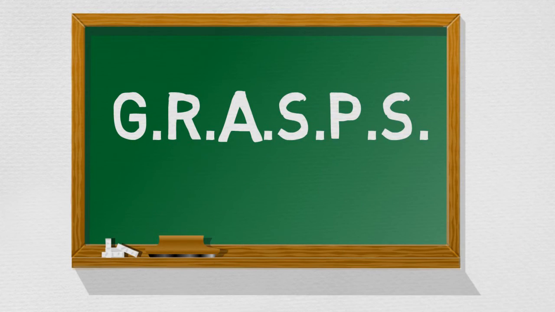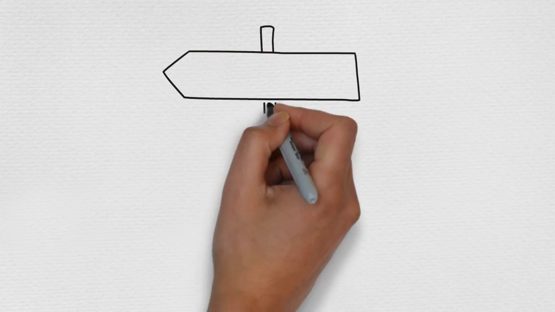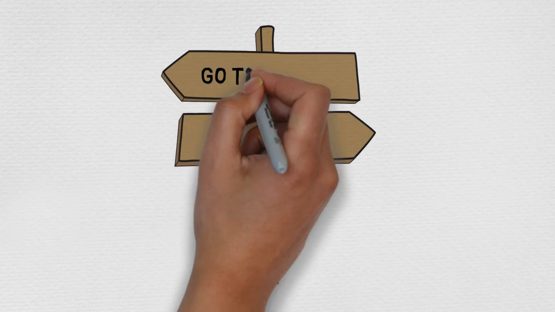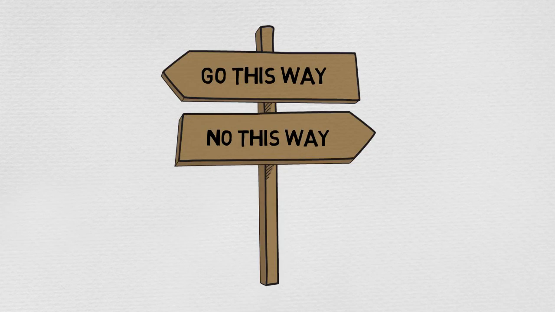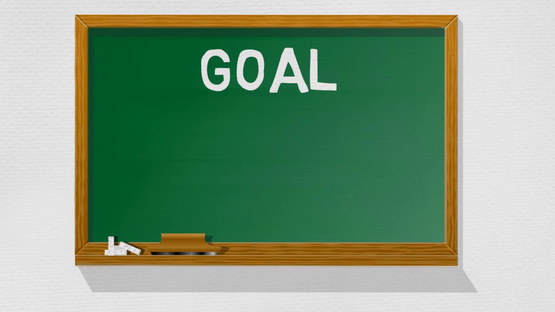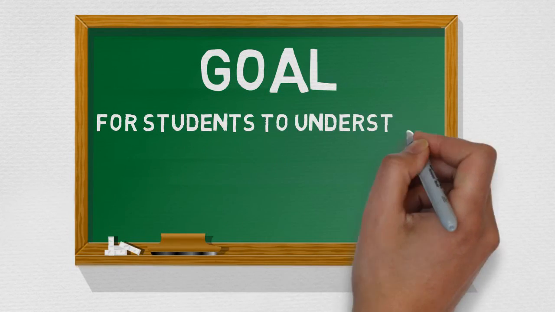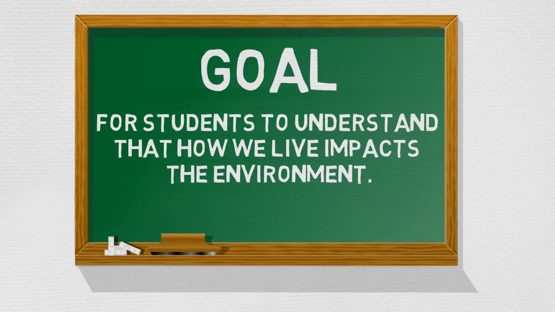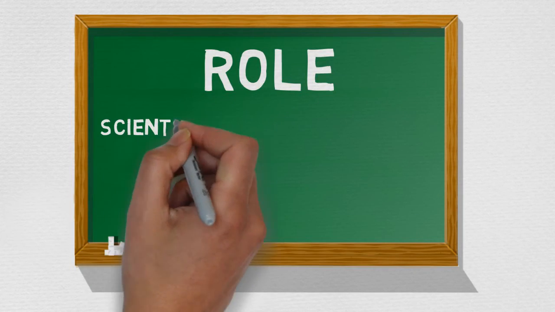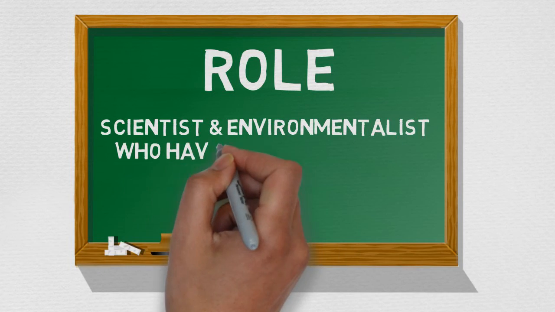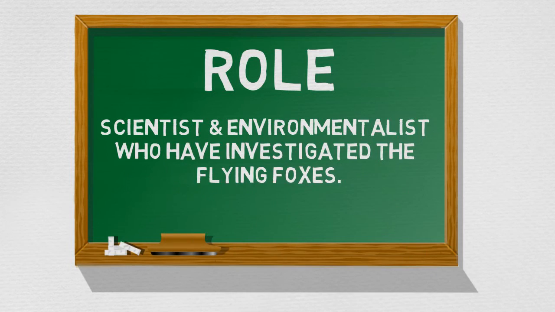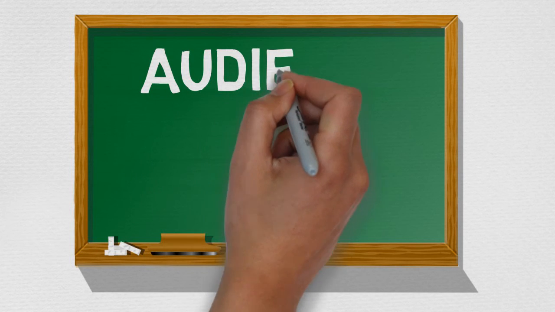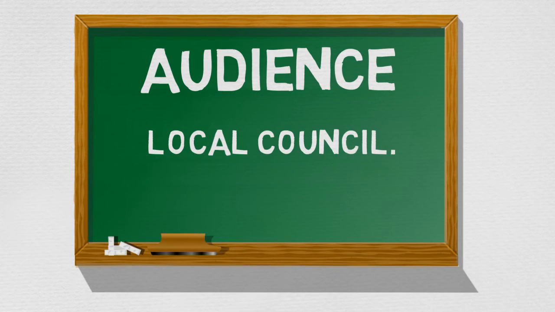Now I have employed the acronym GRASPS, which is adapted from Wiggins and McTighe to help guide the performance tasks. The first one, goal. The goal is for students to understand how we live our lives impacts the environment. The role of the students will be scientists and environmentalists who have investigated the current plague of flying foxes. The audience, well, that's going to be the local council.